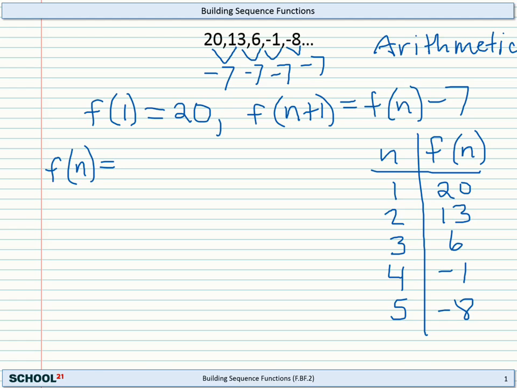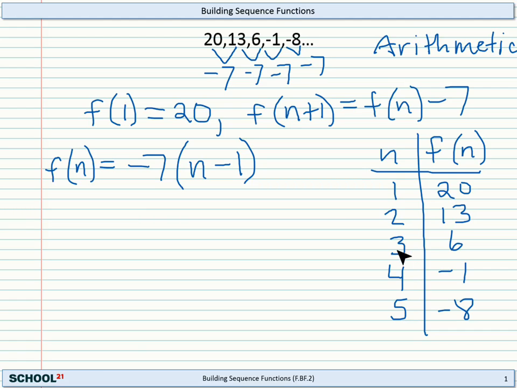And what we can see is that we have negative 7 between each term, which is another way to say that every time we have a term, we have a negative 7. So we could write that we have negative 7 times the number of terms. The only thing is, we don't have negative 7 the first time. So the number of times that we add negative 7 in the sequence is the number of terms we have minus 1.